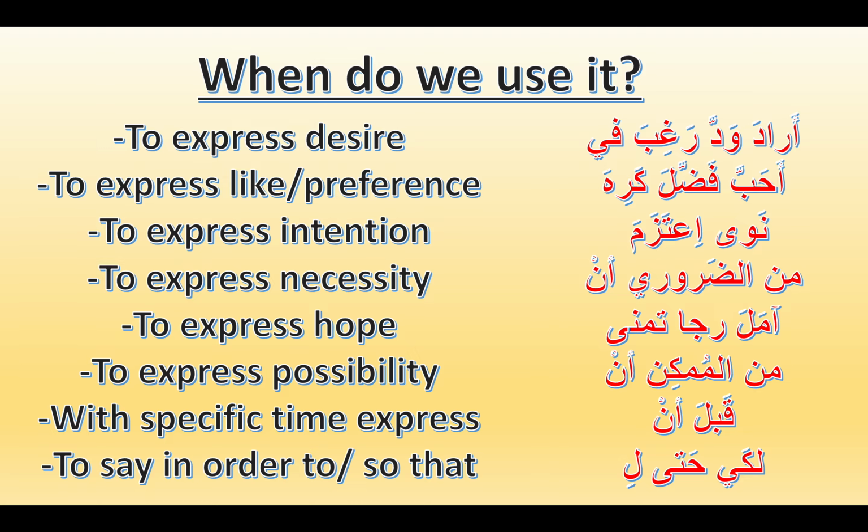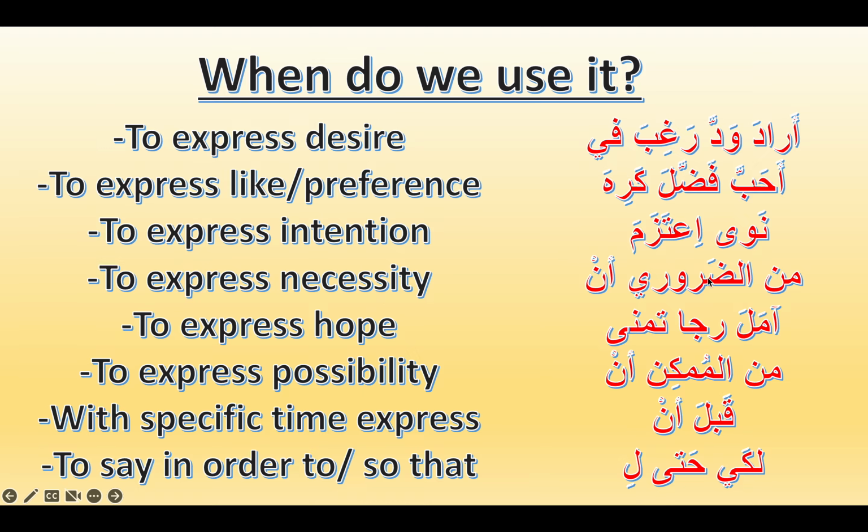Let's start by establishing when we use the subjunctive. Just like in French or Spanish or other languages, we use the subjunctive to express desire, so with verbs such as arada and wadda, which mean to want, or raghiba fi, which means to desire, to express like or preference. Ahaba is to like, faddala is to prefer, kariha is to hate. To express intention, nawa or i'tazama, they both mean to intend.